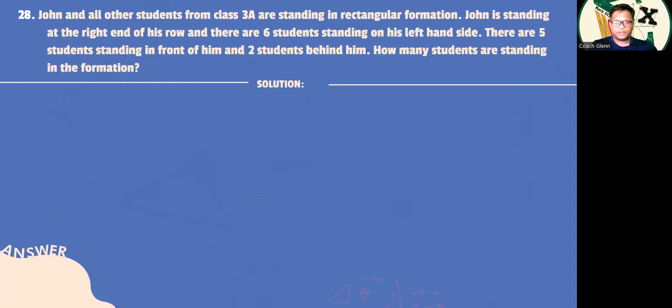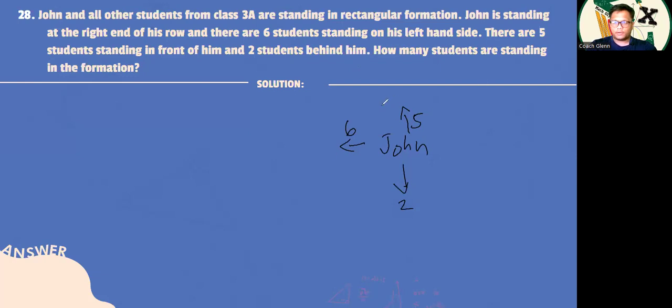Based on the first given, John is standing at the right end of his row. So John would be here, on the right hand. There are 6 students standing on his left-hand side, so we have 6 students here. There are 5 students standing in front of him, so we have 5 here. And there are 2 students behind him, so we have 2.